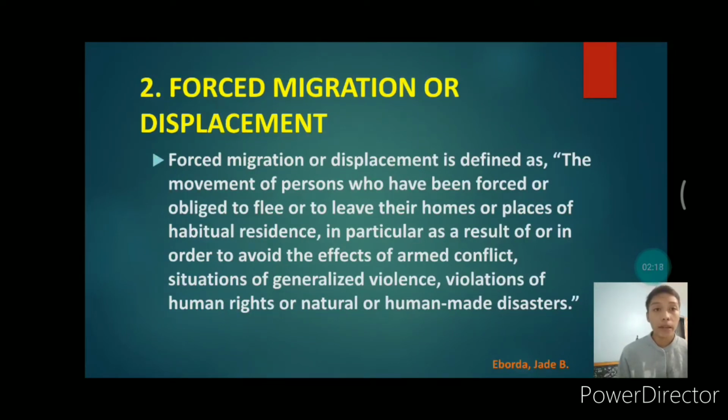Next is forced migration or displacement. Forced migration or displacement is defined as the movement of persons who have been forced or obliged to flee or to leave their homes or places of habitual residence, in particular as a result of or in order to avoid the effect of armed conflict, situations of generalized violence, violations of human rights, or natural or human-made disasters.